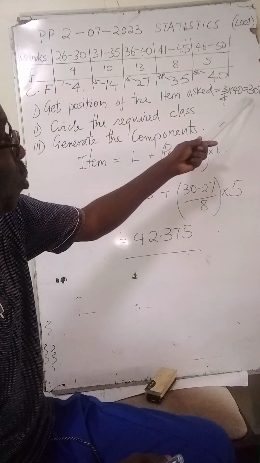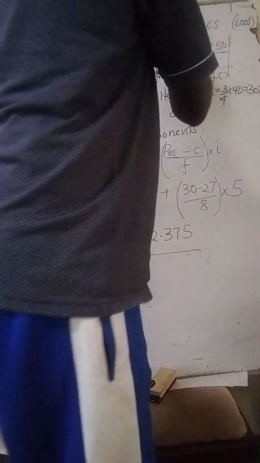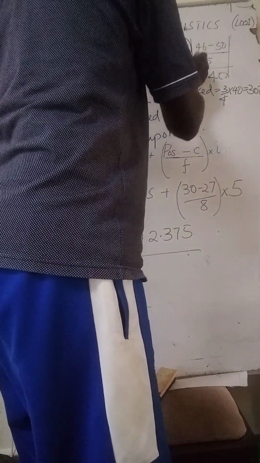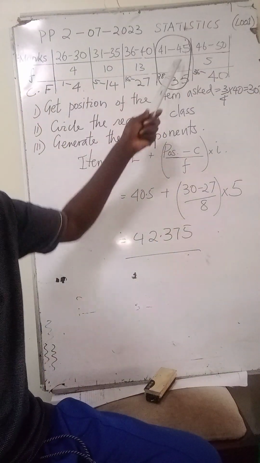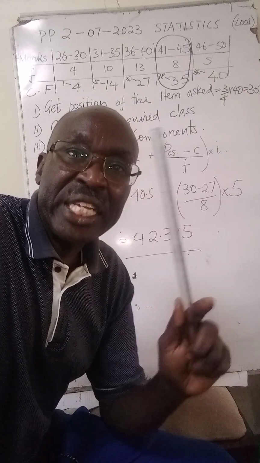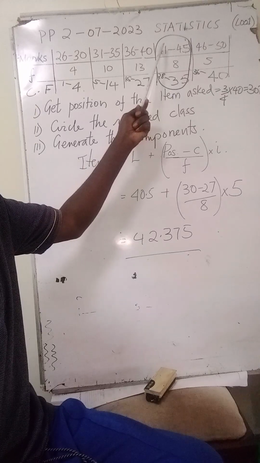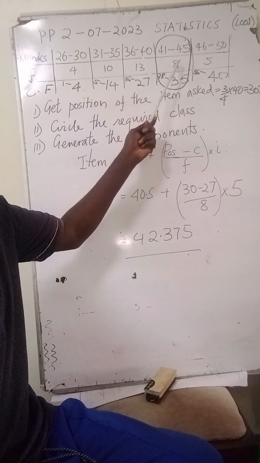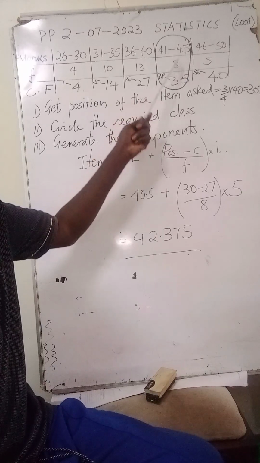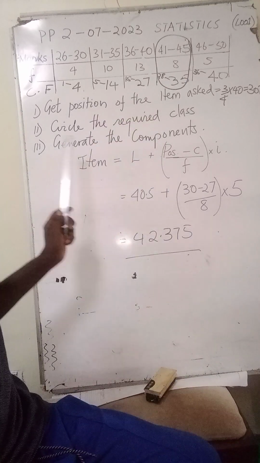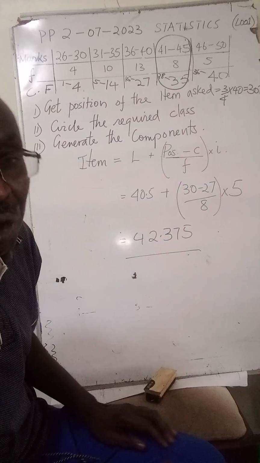After you have known this position, circle the required class. So I circle the required class, this one. Why do we circle? It is the one which will generate the lower limit. It will generate the frequency to be used. So it generates the lower limit and frequency, and therefore you put them in the appropriate formula.